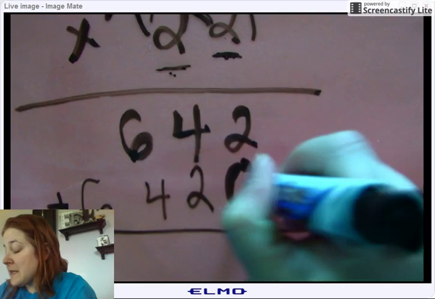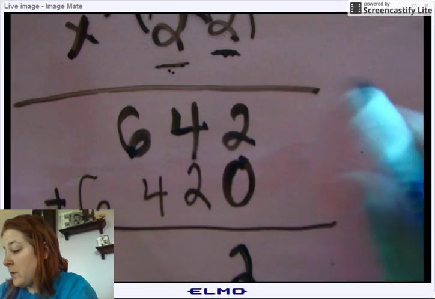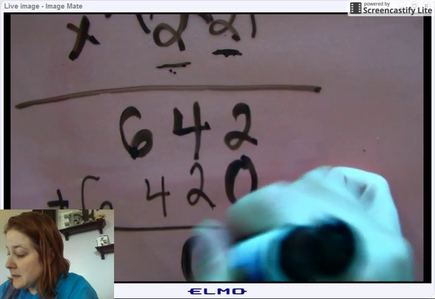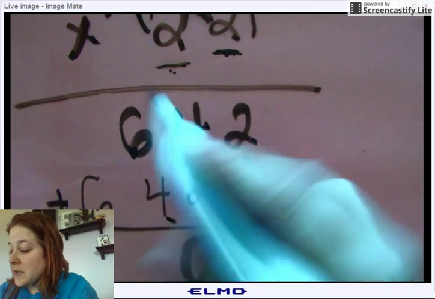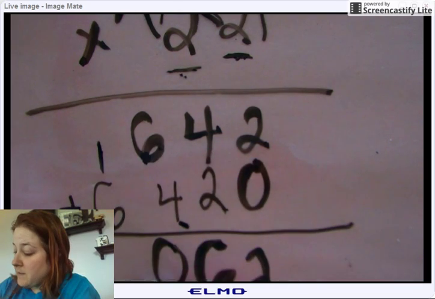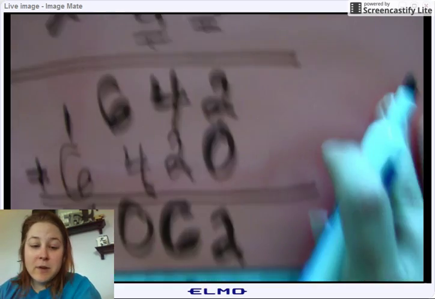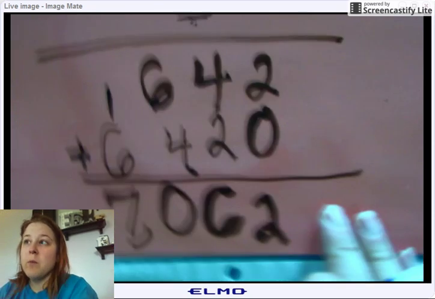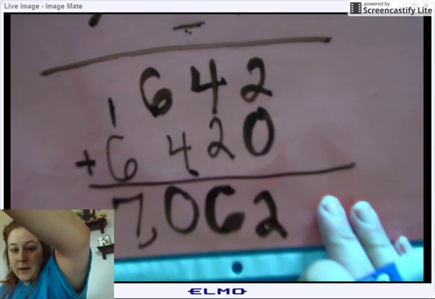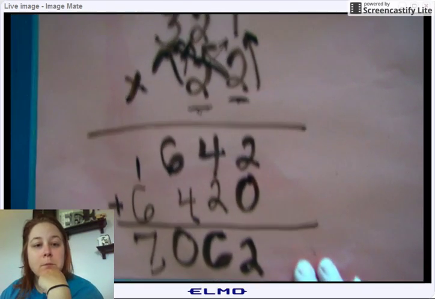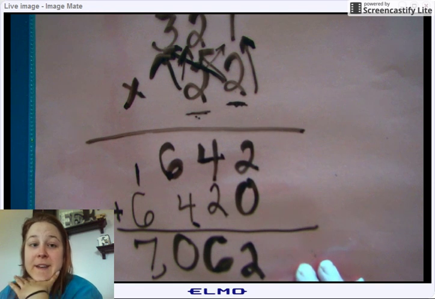So 2 plus 0 is 2. 4 plus 2 is 6. 6 plus 4 is 10. Trade your 1. 6 plus 1 is 7. So your answer to this number is 7,062. So that's the way we're going to be working on our multiplication this year, is using the standard algorithm.